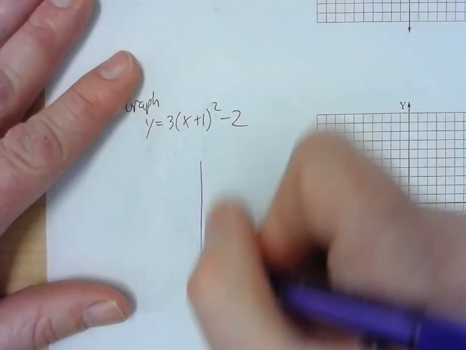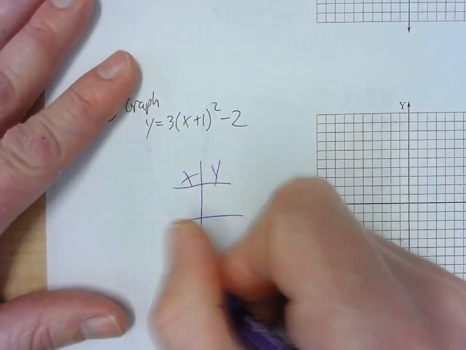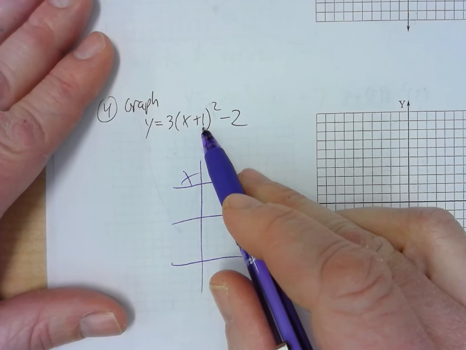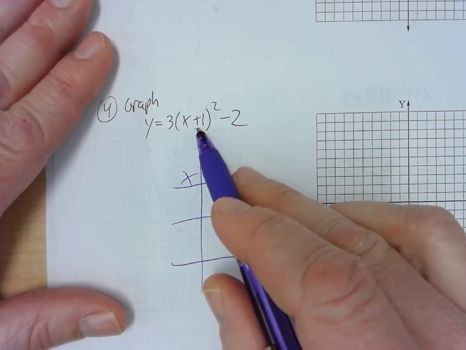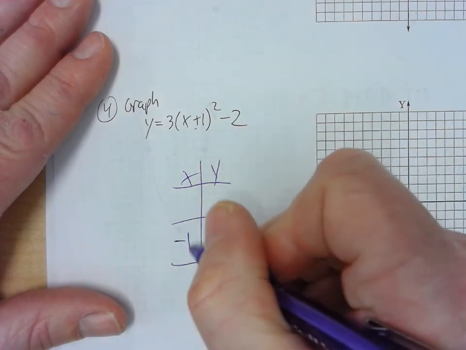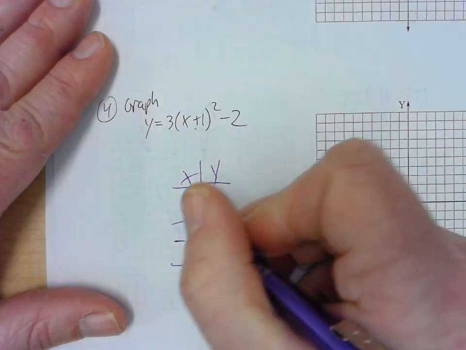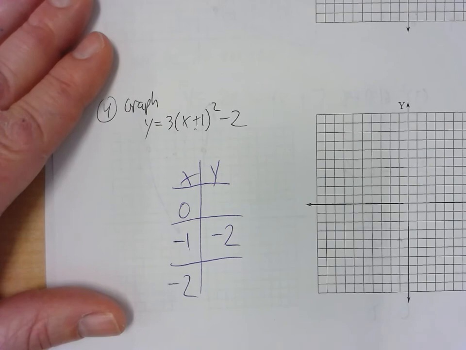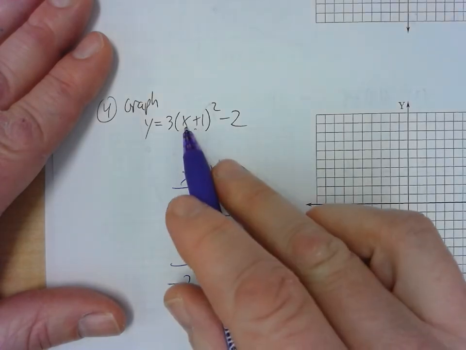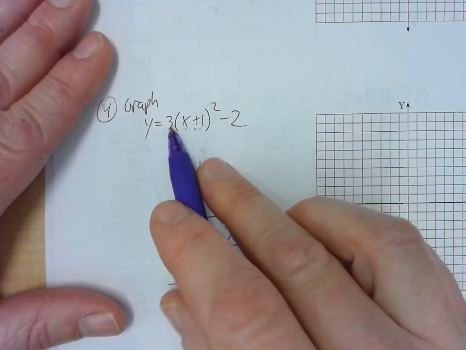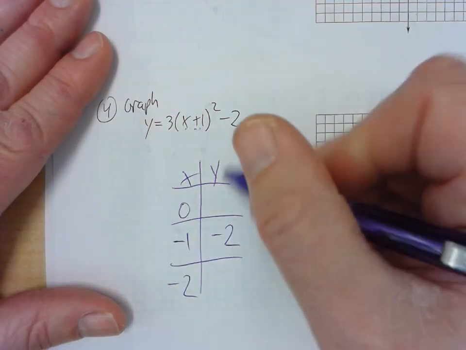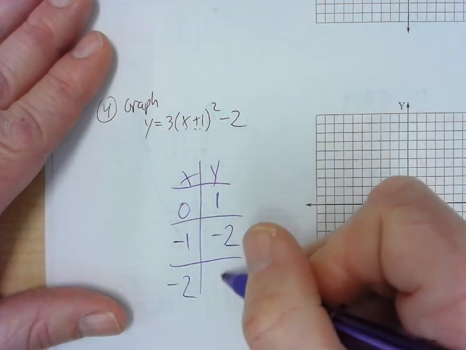This one would be a double negative that you're not seeing. So h is technically negative 1. So it's negative 1, negative 2, 0, and negative 2. I like to use 0 when I can. Put 0 in there. 0 plus 1 is 1. 1 squared is 1. 1 times 3 is 3. 3 minus 2 is 1. And that's going to be 1 as well.